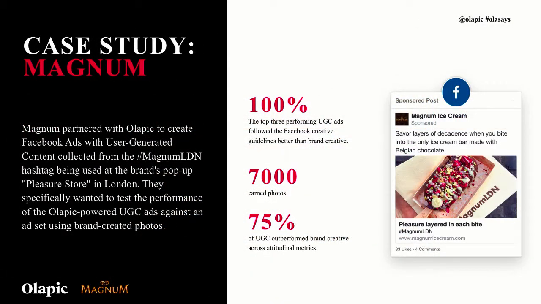To highlight the performance of the content in ads, I would like to take you through a fun campaign that Magnum Ice Cream ran. Magnum Ice Cream had a pop-up store in London where people could create bespoke Magnum ice creams. They were sharing hashtag MagnumLDN in their stores and encouraging people to share their images. They collected 7,000 pieces of UGC in just 60 days. When creating ads, they ran a test of brand content against user-generated photos. And not only did the UGC outperform, but it followed Facebook creative guidelines better than the brand creative.